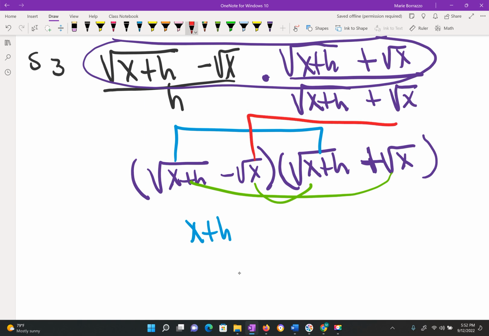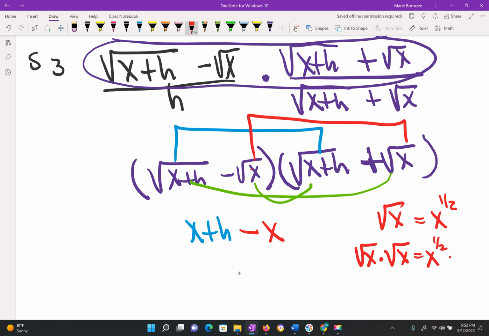Last term. The last term is going to be a negative, and the square root of x times the square root of x is really just x. If you don't know why mathematically, remember the square root of x is nothing more than x to the 1/2. What happens if I multiply the square root of x times the square root of x? Am I not multiplying like bases? And does that not mean that I add their exponents? So if I'm adding 1/2 and 1/2, isn't that a 1? So x, right? So that's the numerator, yay.